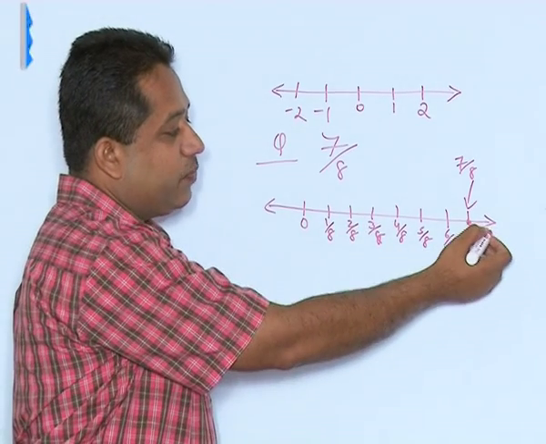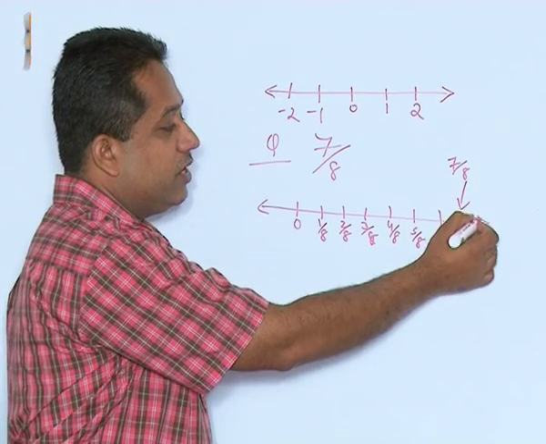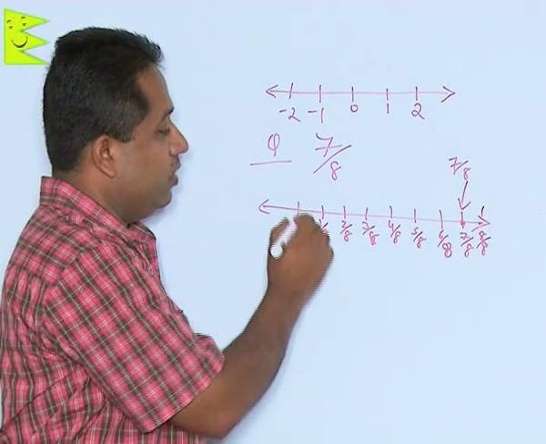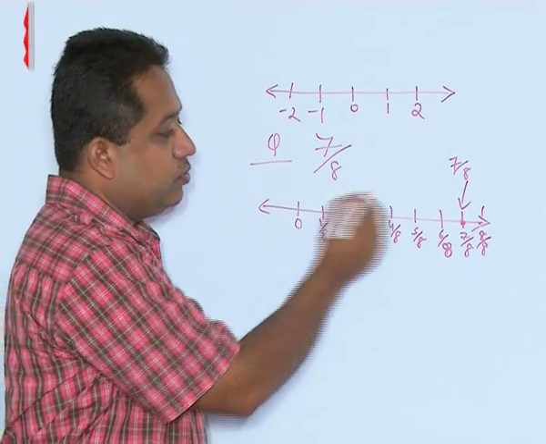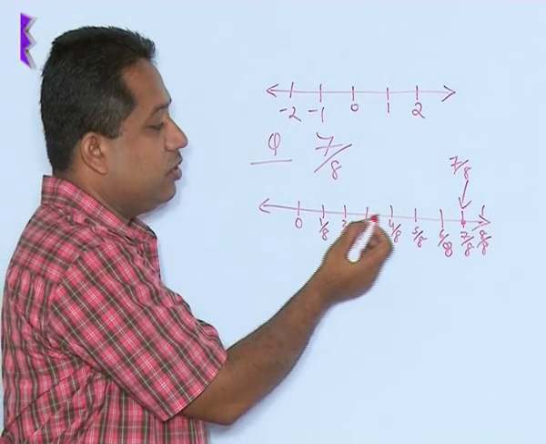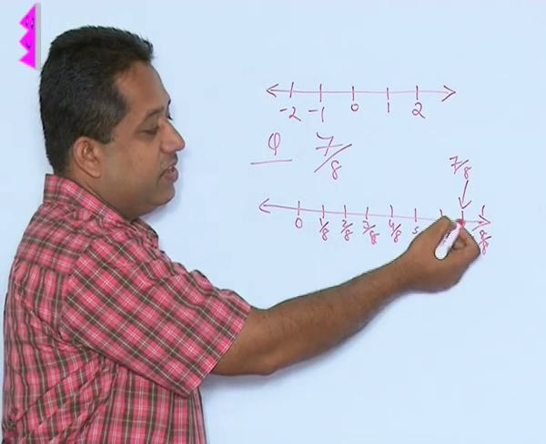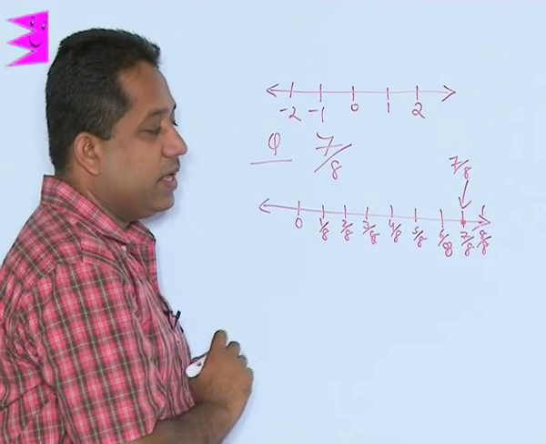Now, if it is the next point 8 upon 8, now 8 upon 8 you know is 1. So, therefore, we can write this as 1. So, 7 upon 8 actually lies between 0 and 1, and you see how many parts we have divided into: 1, 2, 3, 4, 5, 6, 7 and 8. So, if it is 8 parts, the 7th part corresponds to 7 by 8.